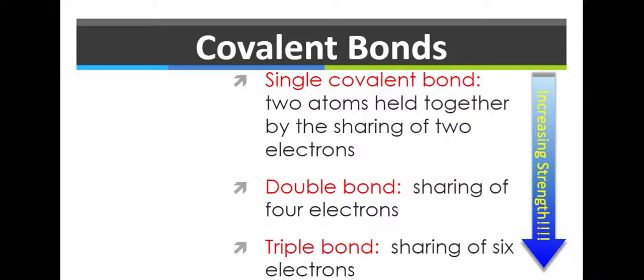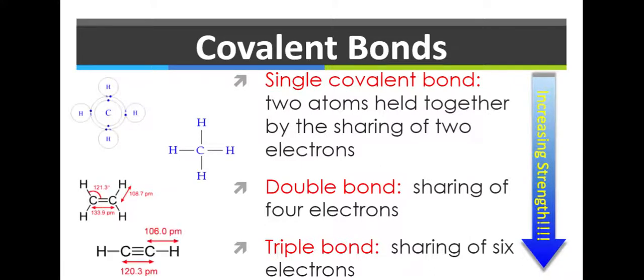There are types of bonds within covalent bonding: single, double, and triple. Your single bonds are just 2 atoms held together by the sharing of 2 electrons. Your double bonds are atoms held together by the sharing of 4 electrons. And then your triple bonds are atoms held together by the sharing of 6 electrons.